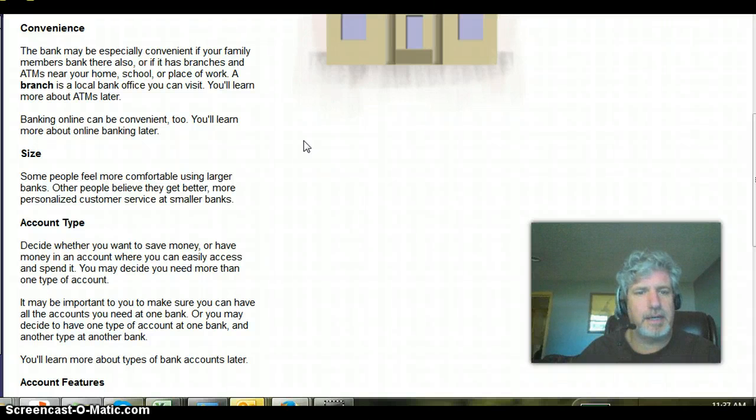You want to look at size. Some people feel more comfortable using larger banks. Other people feel they get better and more personalized customer service with smaller banks.